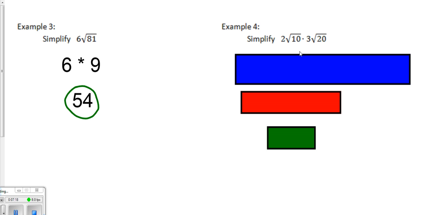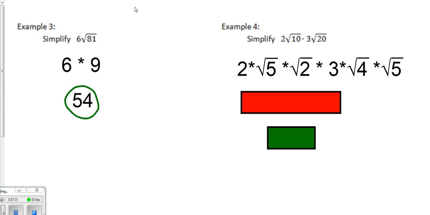Now number 4, there's going to be a couple extra steps with this one. We have 2 square roots of 10 times 3 square roots of 20. So as we do this, we're going to break things down each piece individually. This very first term, this 2 square roots of 10, can be broken into, here's the 2. Square root of 10 is square root of 5 times the square root of 2. So we broke it down into smaller pieces while we're trying to simplify everything. This piece, the 3 square roots of 20, can be broken down into 3 times the square root of 4 times the square root of 5.